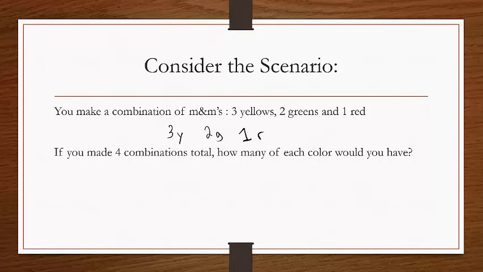So you're going to decide to actually make this combination 4 times, and we would like to know if you make this whole thing 4 times, how much would you have? So you could write this in 2 ways. You could write it as 4 groups of 3 yellows plus 2 greens plus 1 red. Or you can simply copy it down as an addition problem.